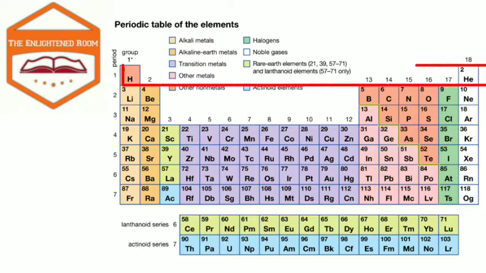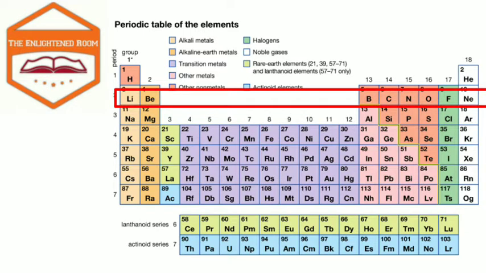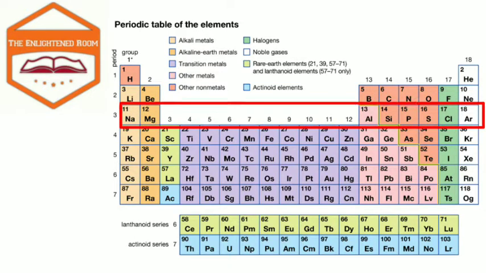In the first period, you can see two elements are present, which are hydrogen and helium. That means this period starts from hydrogen and ends at helium, and this period is known as the shortest period. Now let's move on to the second period, which has 8 elements with atomic number 3 to 10, and this period starts from lithium and ends at neon, and this period is known as short period. Now let's move on to the third period. The third period also has 8 elements with atomic numbers 11 to 18, that is starting from sodium and ending at argon. This is also known as short period.